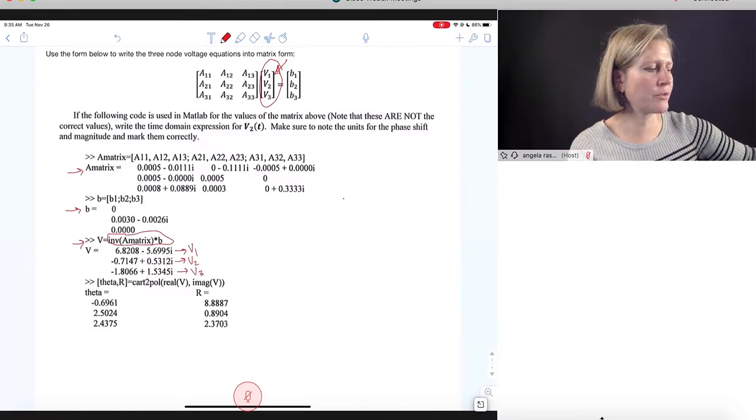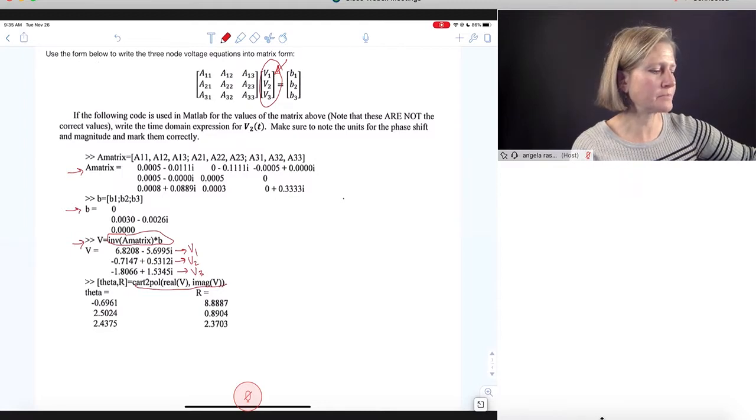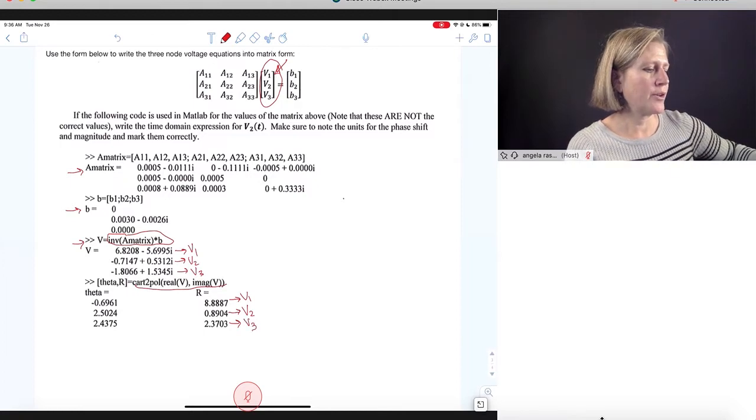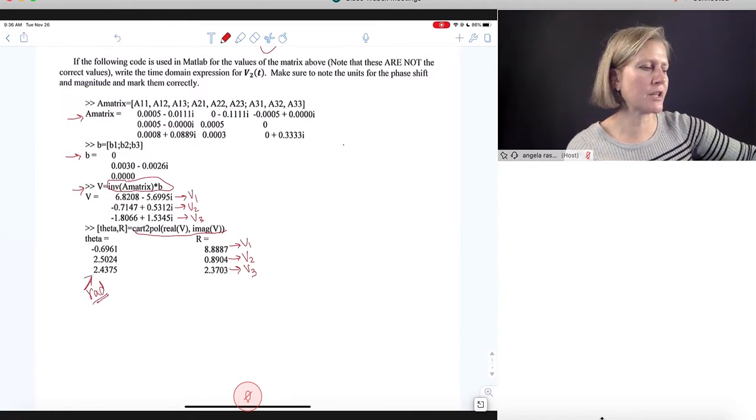I can use this function in MATLAB, cart2pol, to convert it from the Cartesian plane to the polar form, which is what we need if we are going to write the answers for V1(t), V2(t), or V3(t). So remember that theta is in radians, and if I want to do it in degrees, I need to change from radians to degrees by multiplying by 180 divided by pi.